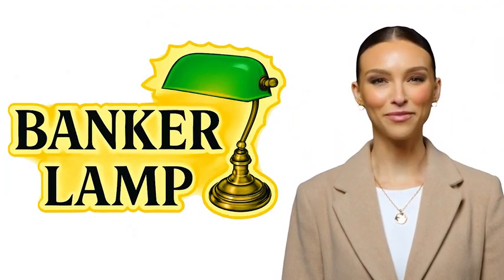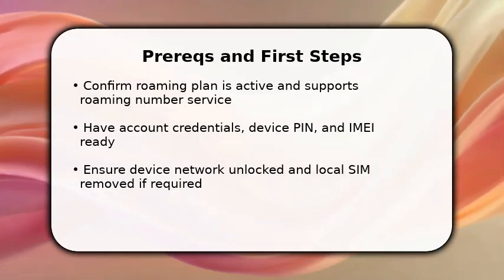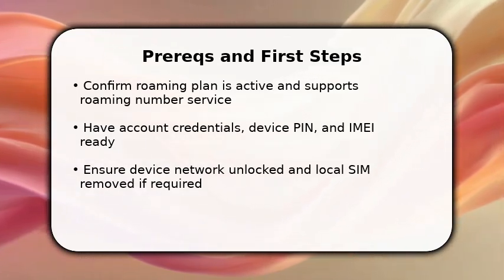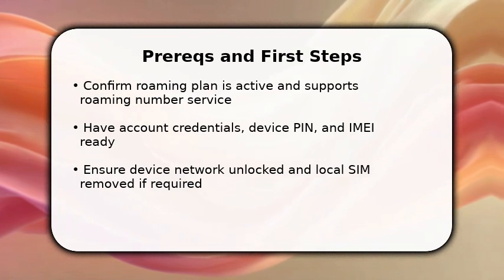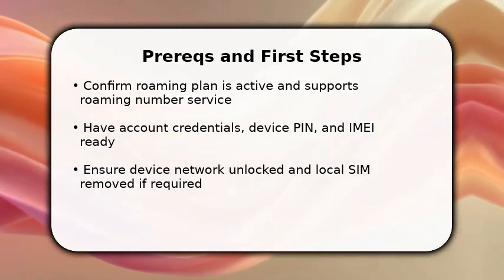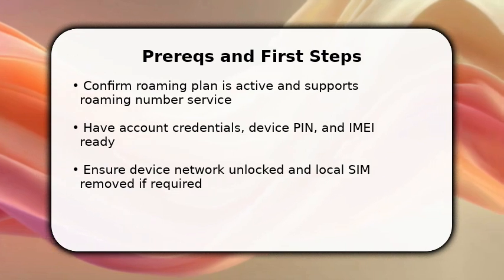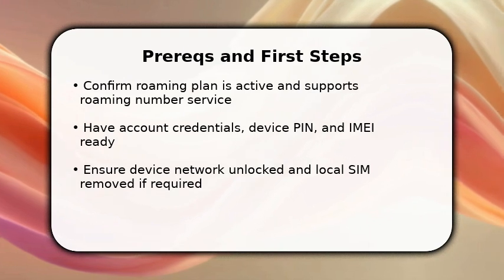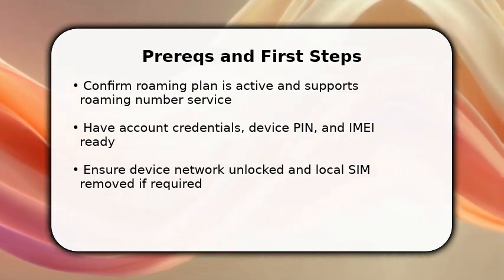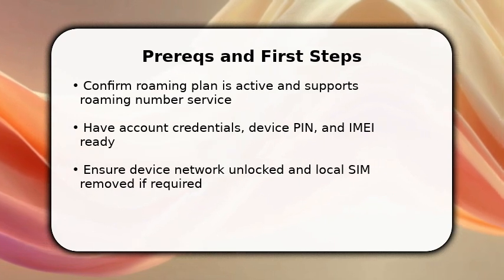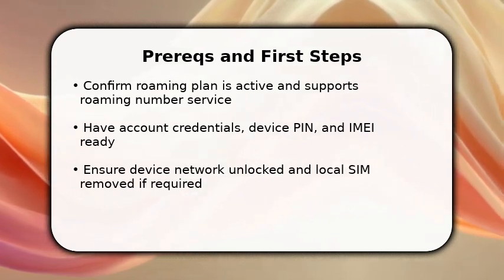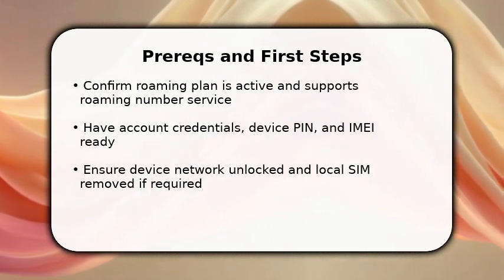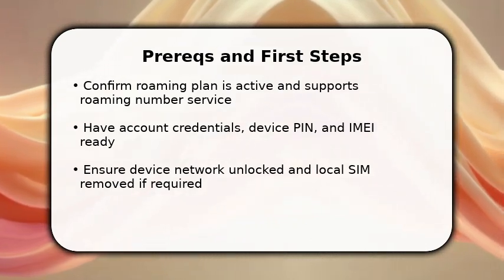Please enjoy the video. You start by verifying prerequisites so nothing blocks activation. Check that your roaming plan includes roaming numbers and that your account is in good standing. This prevents unexpected blocks. Once done, locate your account login, device PIN, and IMEI because you will need them during registration. Make sure the device is unlocked, and if instructed, remove any local SIM so the system can provision the roaming number. This saves time and avoids repeated support calls.